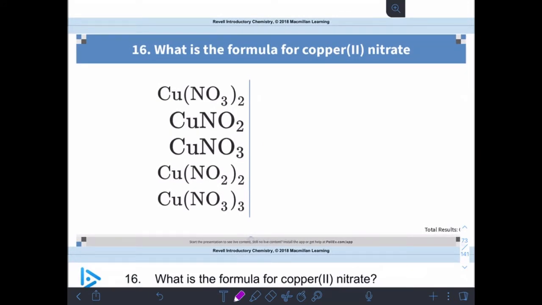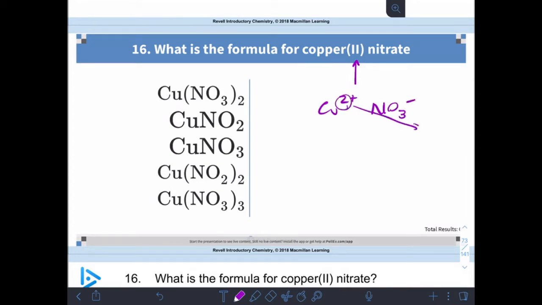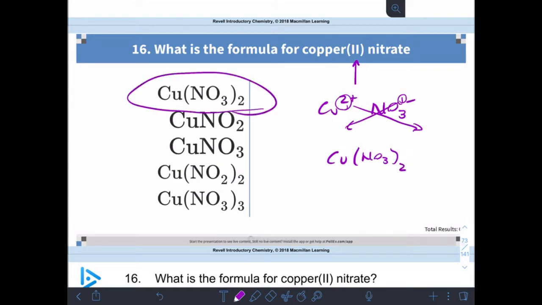So what is the formula for copper(II) nitrate? So remember that Roman numeral 2 tells me that that is copper 2+. And then the formula for our nitrate is NO3 1-. So I have 1 copper and 2 nitrates, so I need my parentheses to say there's 2 of them. Looks like our first choice.